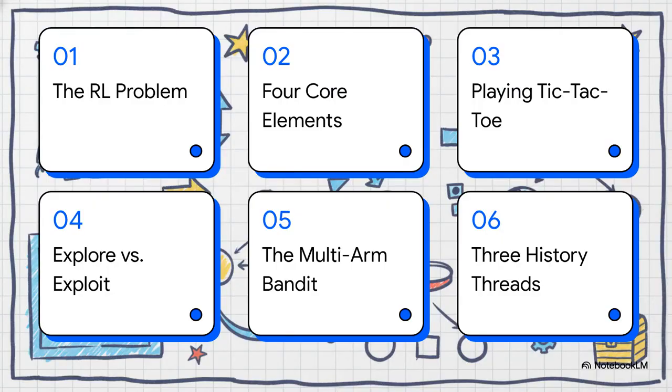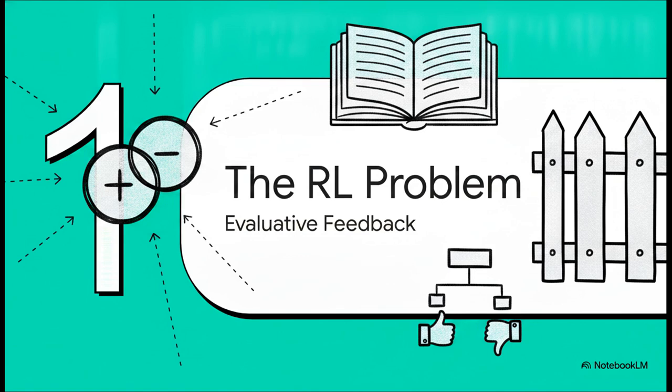Here's our roadmap for today. We'll define the core reinforcement learning problem, break down its 4 internal elements, watch an agent learn tic-tac-toe, face the explore versus exploit dilemma, try our luck with a multi-arm bandit, and finally, trace the history of how this all came together. All right, let's kick things off with part 1, the reinforcement learning problem.